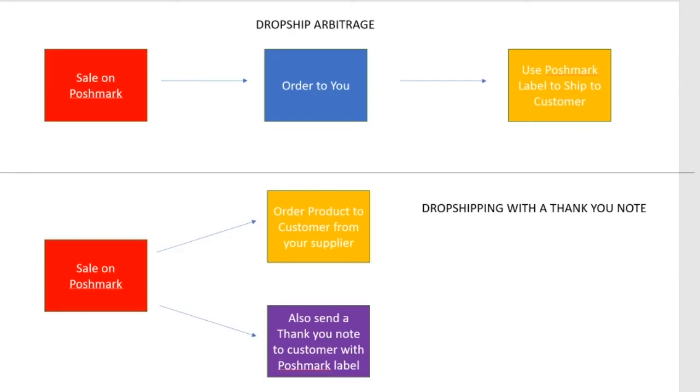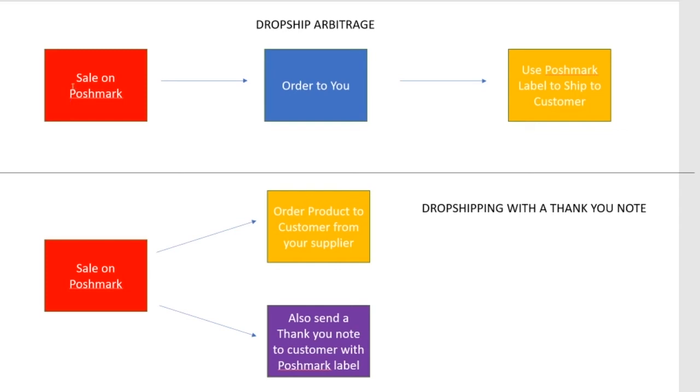The issues with Poshmark that you need to understand, the main thing is that you need to use the Poshmark label to ship it to the customer. Okay. So there's two main ways that you can do this. I've tried them both. They both work well. You can do drop ship arbitrage, or you can drop ship like normal with a thank you note. Because you need to ship with the Poshmark label to the customer, they actually need to track the label from you to the actual customer in order to pay you out, for you to actually get credit for the sale.